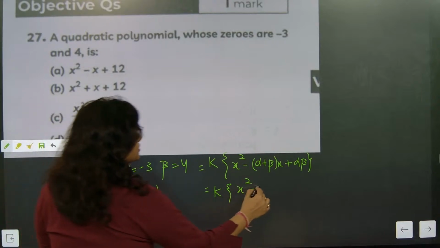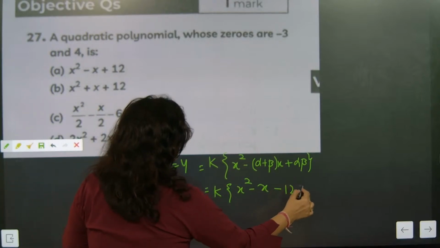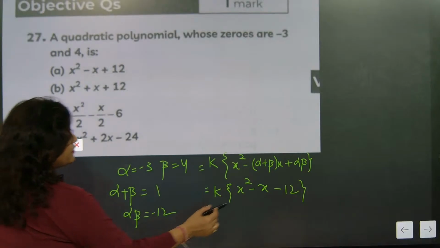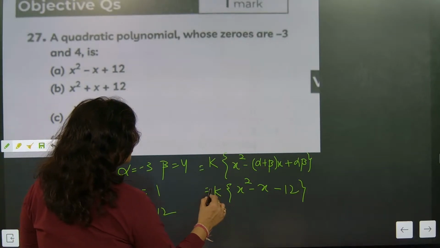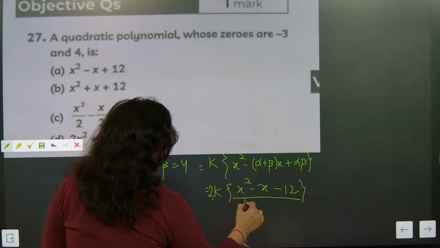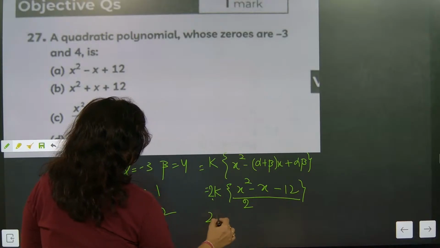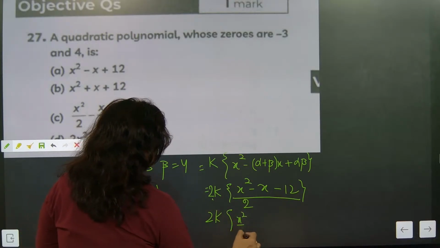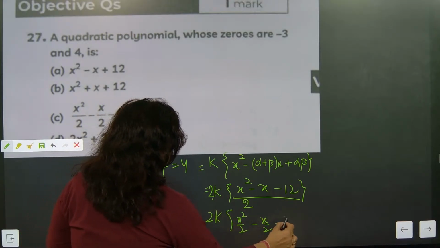So here it is coming as minus x minus 2. But here, look here. Can we do one thing? Can we divide all sides? We will multiply 2 here and divide everything by 2. So it is 2k. It will become x square by 2 minus x by 2 minus 6.